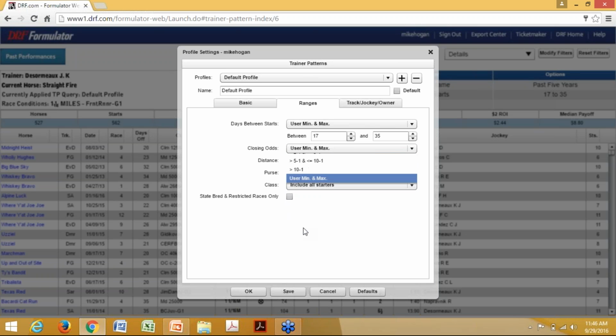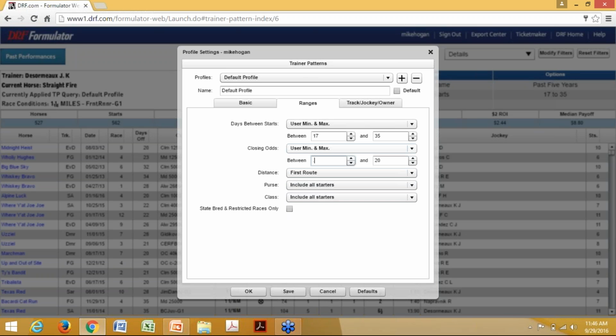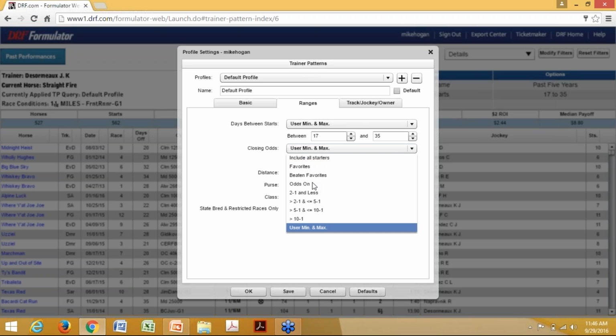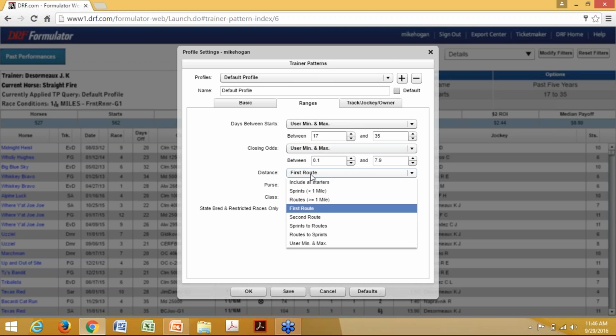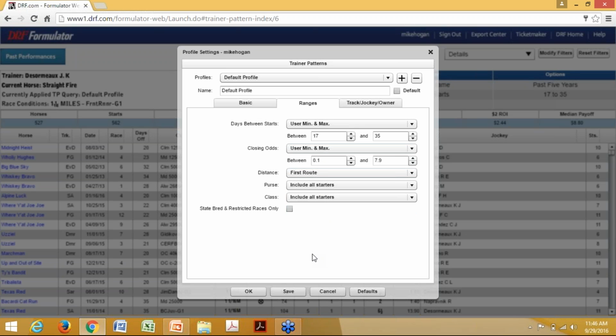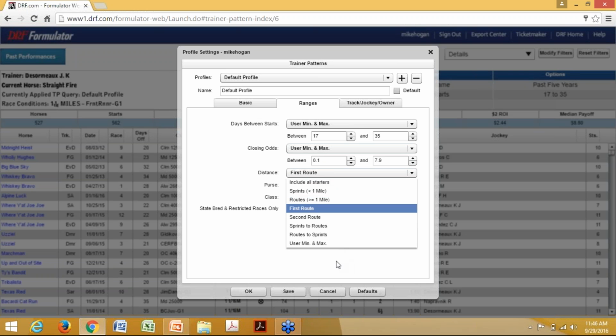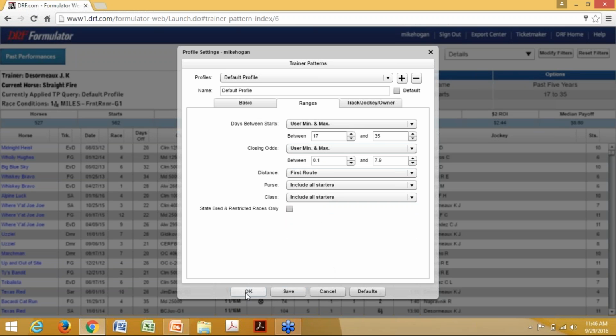We'll go 0.1, which is 10 cents to the dollar, to 7.9 to 1, which is less than 8 to 1. Right. Okay. So you, like me, there are some preset filters. I like to use the user minimum and maximums for both days between starts and closing odds. Sometimes I'll even use it to see how a trainer does. If it's a 1.5 mile race, I want to see how he does at 10 furlongs and up. So it's not always just the preset filters. That's another thing to keep in mind.